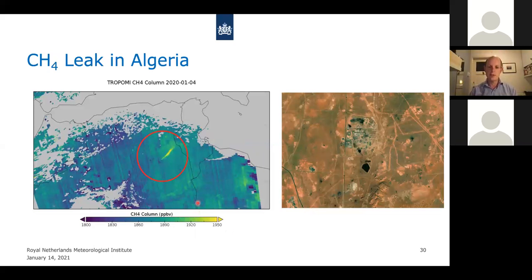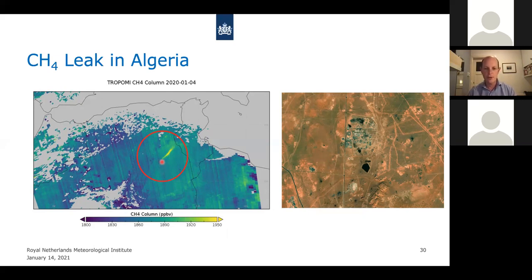And with the TROPOMI instrument, we have some unique methane observations with a very good spatial resolution, much better than we had before, but also a much better sensitivity. And already several methane leaks have been found with the instrument. For example, over Turkmenistan, but also over the US, where there was a blowout.